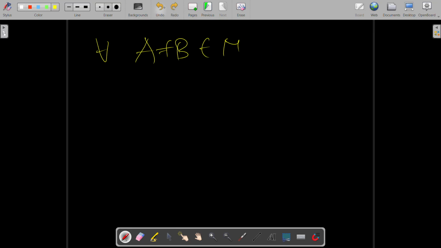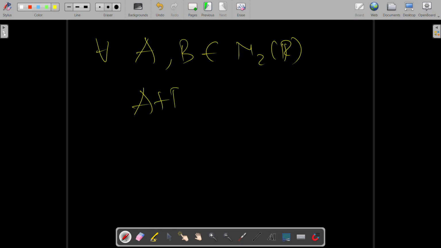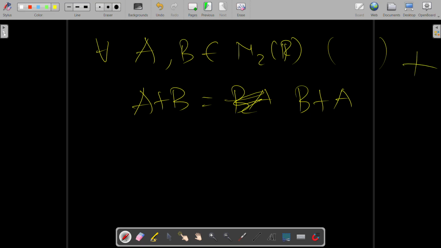Sorry, for all A, B belonging to M2R, A plus B equals B plus A. The commutative property will be satisfied because the elements in the matrix are real numbers and they satisfy the commutative property under addition. So A plus B becomes B plus A. So the real matrices of order 2 will form a commutative group under the operation addition.